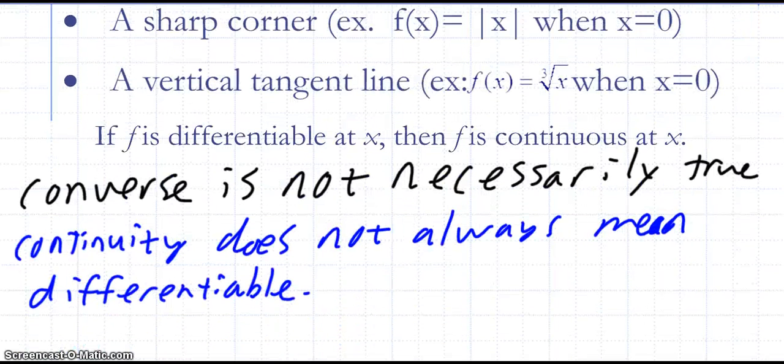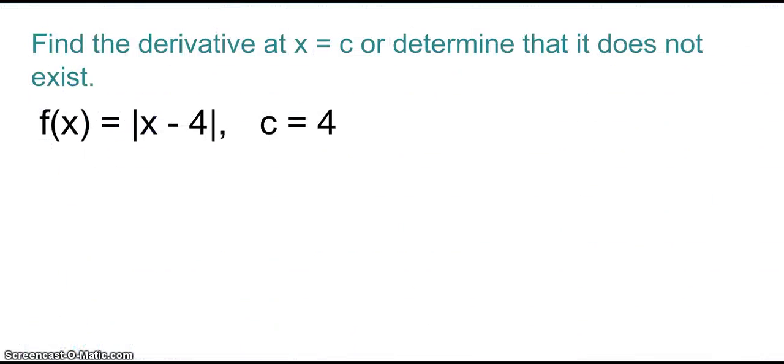Alright, so let's look at an example. Find the derivative at x equals c, or determine that it does not exist. So f of x equals the absolute value of x minus 4, and we want to find the derivative at c equals 4. So, spoiler alert, it's not going to exist, but if we did the actual evaluation, how could we tell that it does not exist?